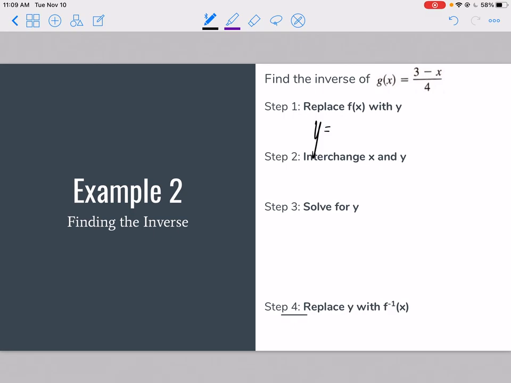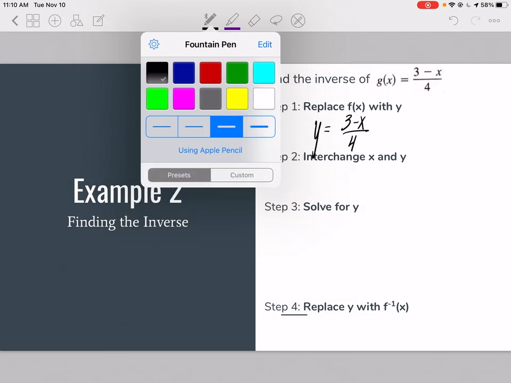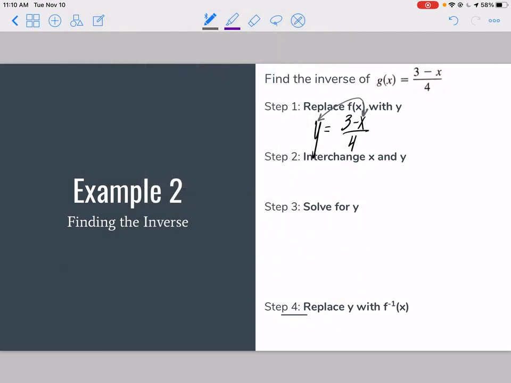Okay, so let's rewrite this with y. Next step is interchange or swap the x and the y. So we get x equals (3 minus y) divided by 4. Okay, and then we've got to solve for y. So y is in the numerator here. So in order to solve for y, I would want to get rid of this denominator. So opposite of dividing by 4 is multiplying both sides by 4. Make sure you put the entire left side in parentheses. So then we get 4x equals 3 minus y.